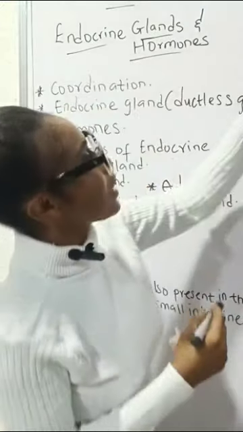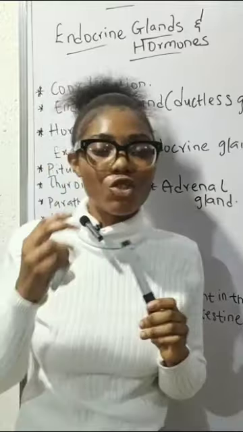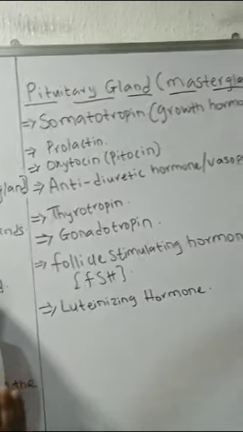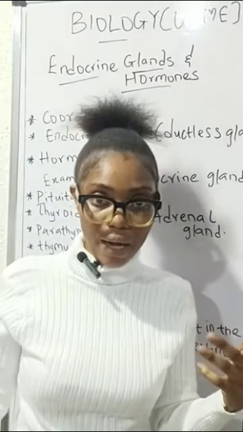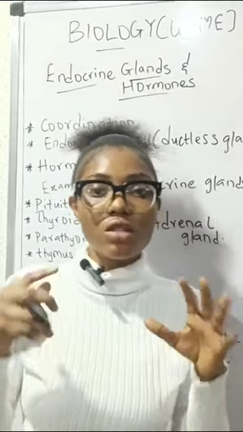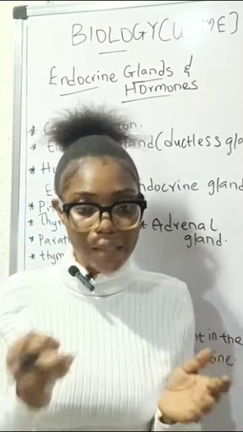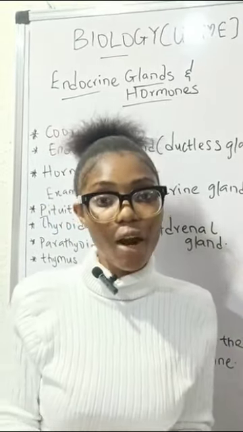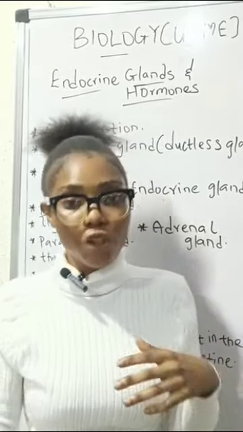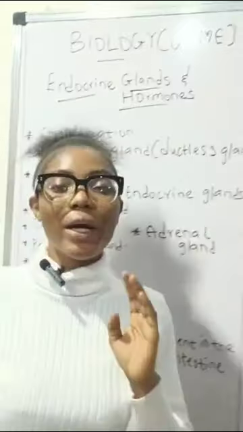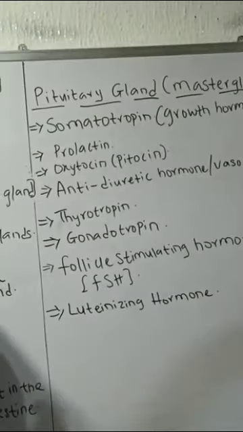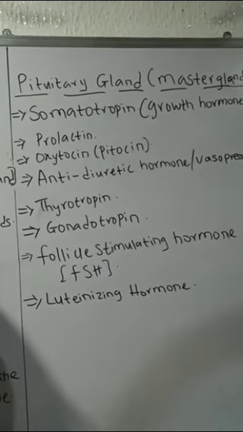Now, the pituitary gland is located at the base of the midbrain. In biology, the brain is divided into three parts: the forebrain, the midbrain, and the hindbrain. The forebrain is called the prosencephalon. It consists of the cerebrum, which is the largest part, the olfactory lobe, the thalamus and the hypothalamus. I'm not explaining the brain now. The pituitary gland is located at the base of the midbrain, or below the hypothalamus. Please take note.